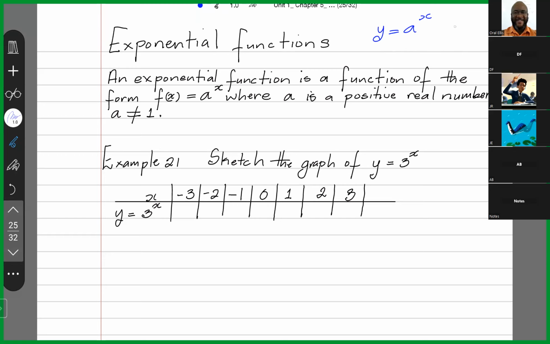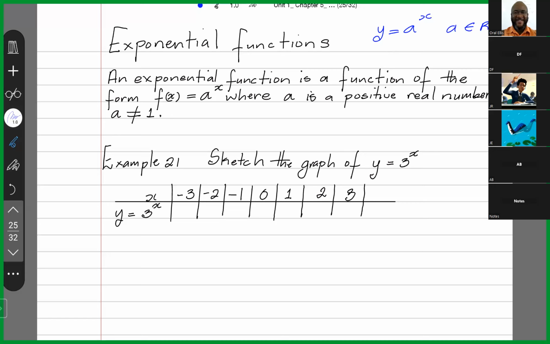So a is an element of the set of what? Positive real numbers. All right, so that's important. For an exponential function, a is not going to be negative. It is always going to be positive. x, I'm guessing, can be both negative and positive. x is a real number, so it can be negative or positive.